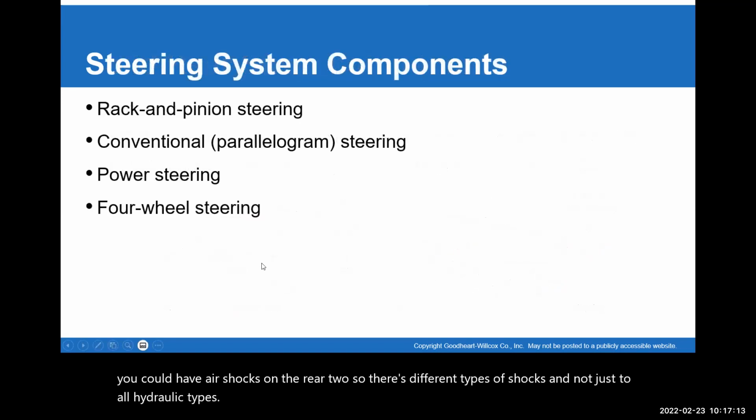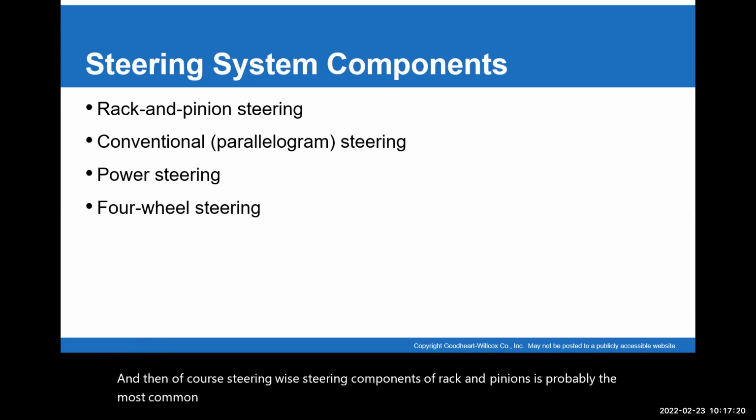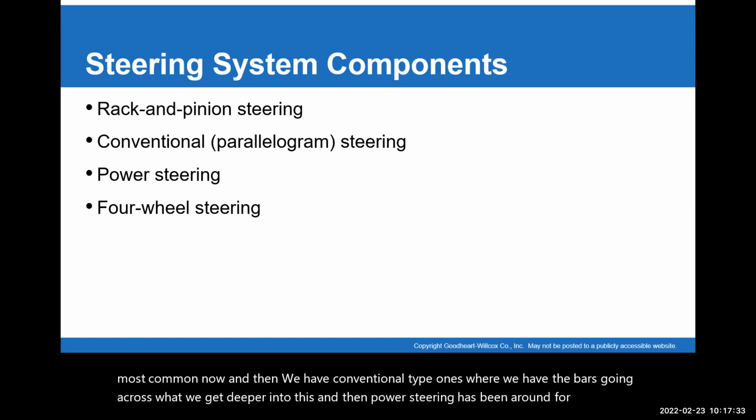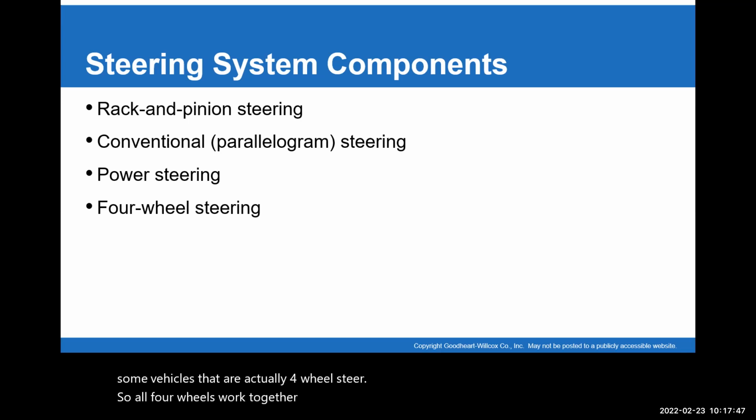And then, of course, steering components, rack and pinion is probably the most common now. And then we have conventional type ones where we have the bars going across. We'll get deeper into this. And then power steering has been around for years, whether it be hydraulic or now more readily electric. And then we have some vehicles that are actually four-wheel steer, so all four wheels work together to make the car go down the road.